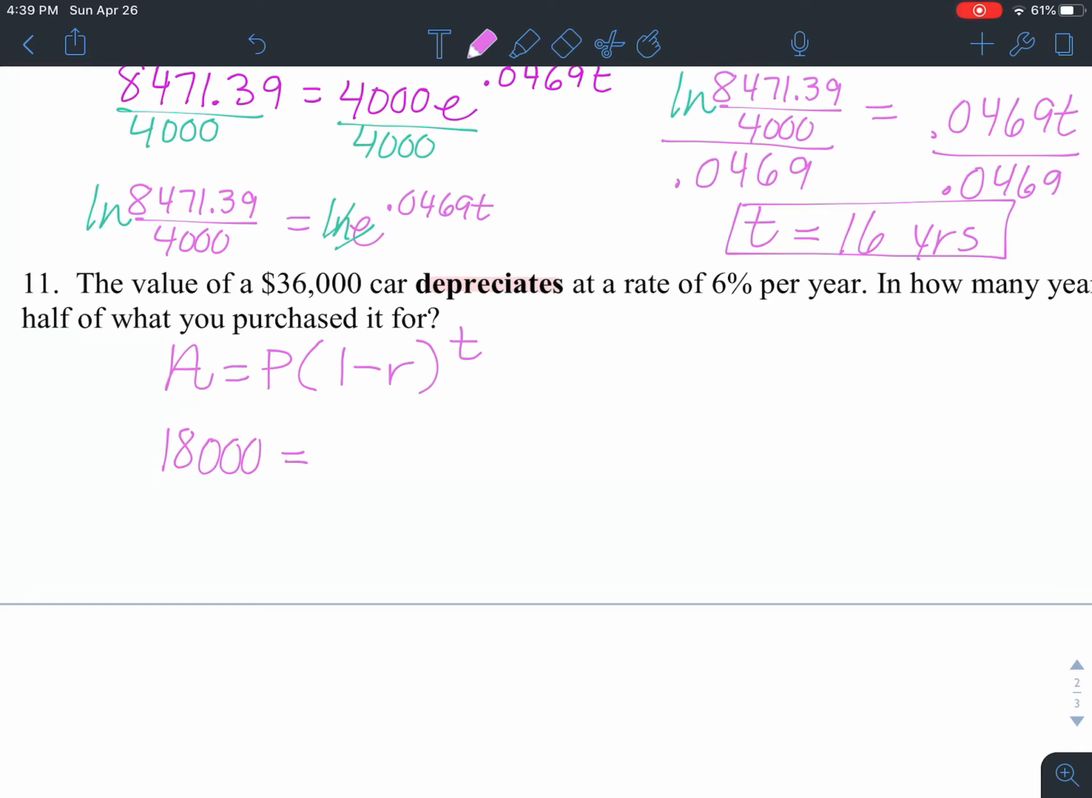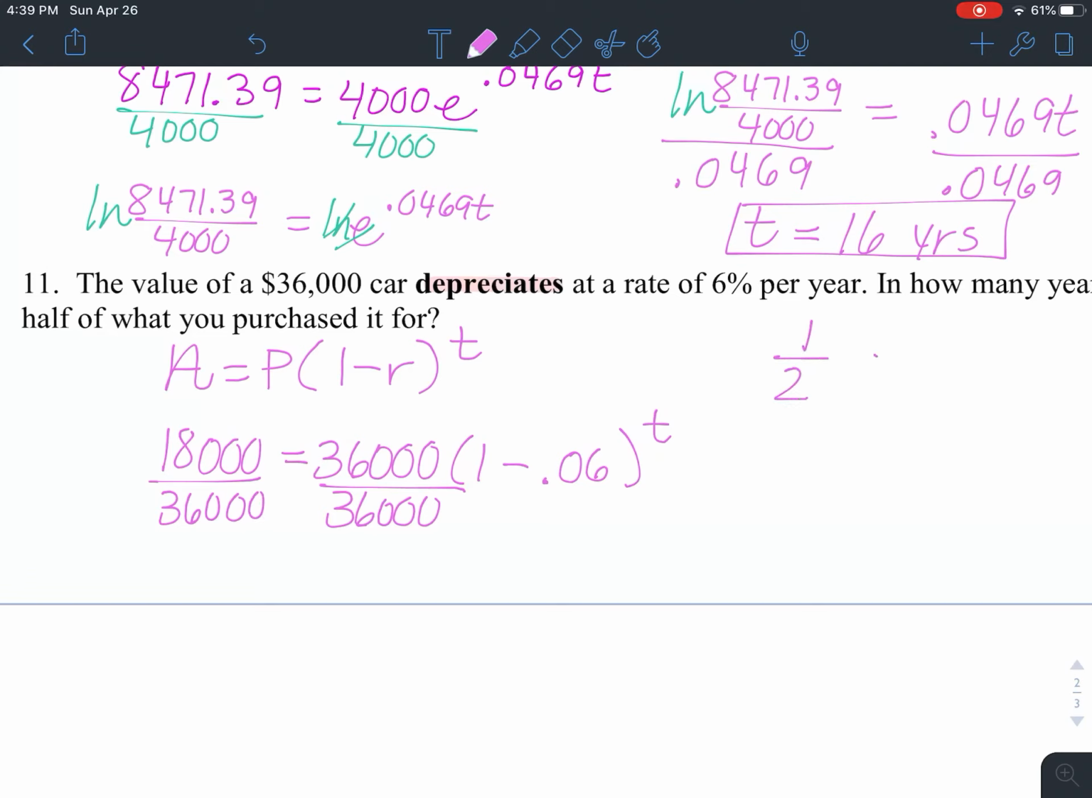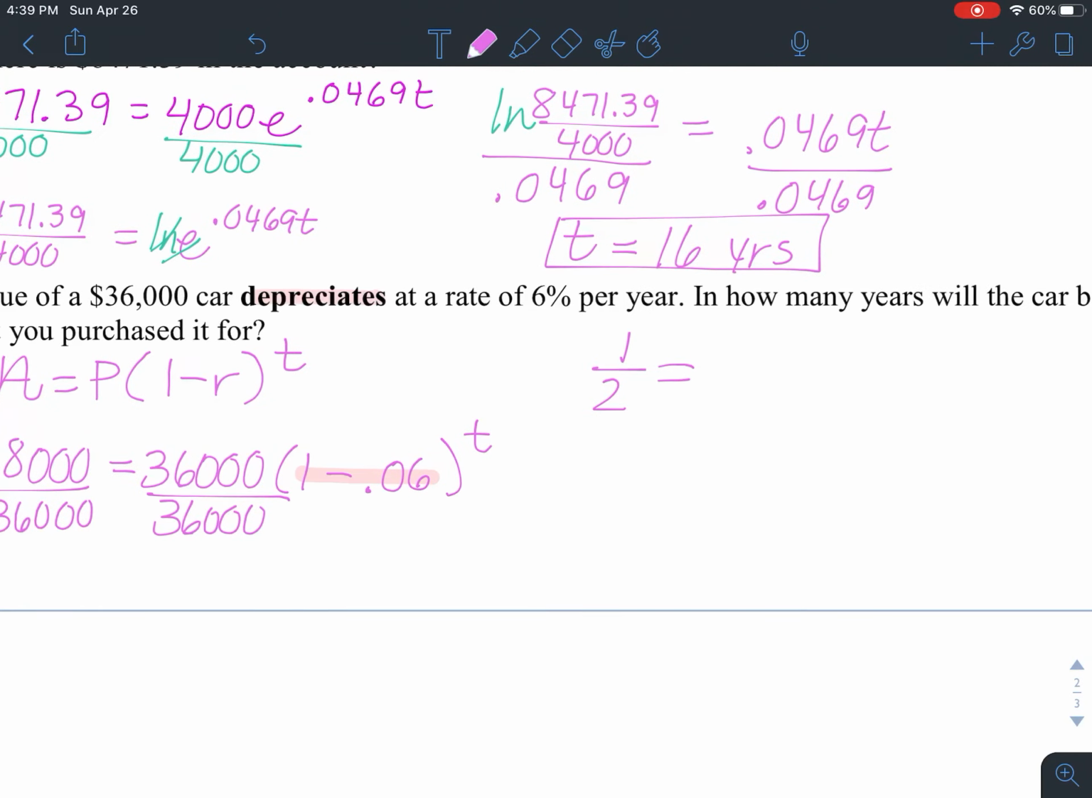So $18,000 equals $36,000 times 1 minus my R, 6% should be written as 0.06, raised to the T. Now, to solve, I am going to divide by 36,000, and I get 1/2 equals, I am actually going to combine this. So now I've got 1 minus 0.06, I've got 0.94 to the T.